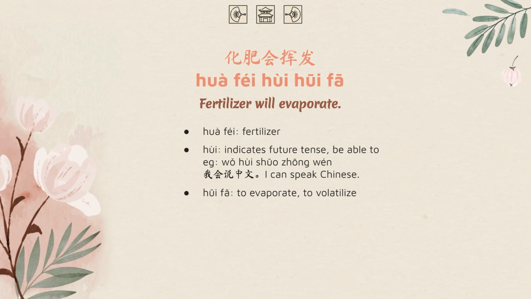会, future tense one, is fourth tone. So it goes 会. So it's a little angry. 会. And then the evaporate 会, that's first tone. So it's higher pitched and it's a little more sing-songy. 会. 化肥会挥发. Now it's your turn. Very good, 很好. Let's say it again. 化肥会挥发.